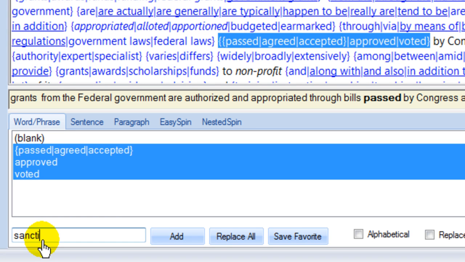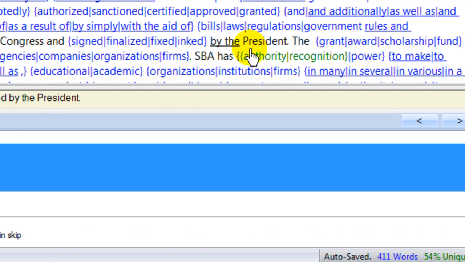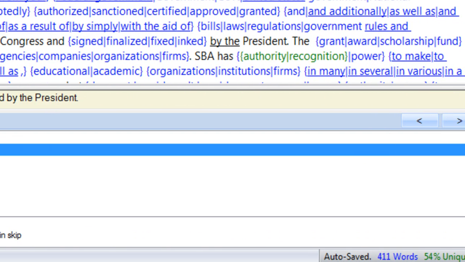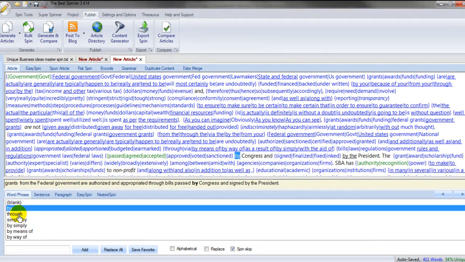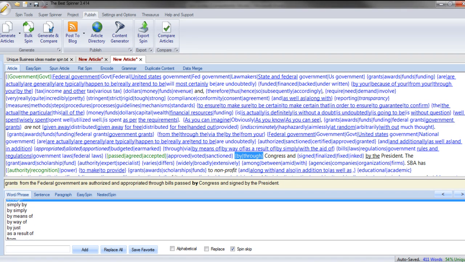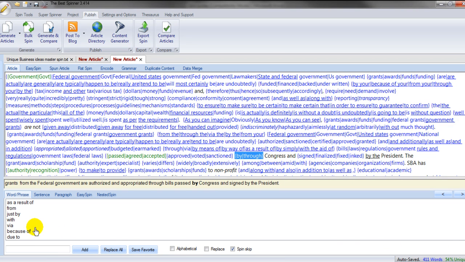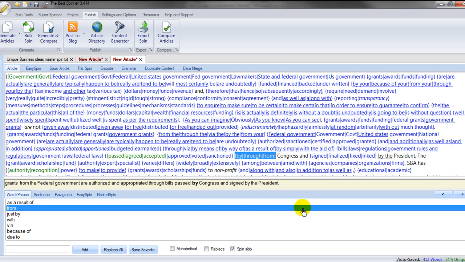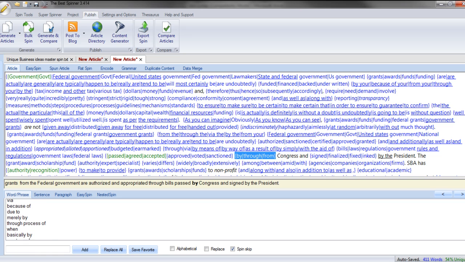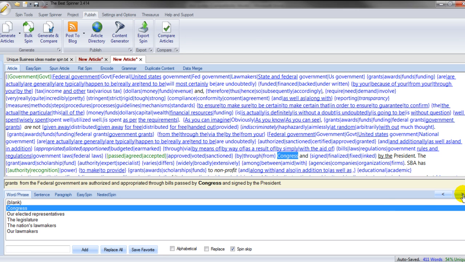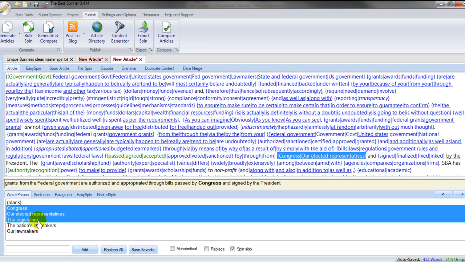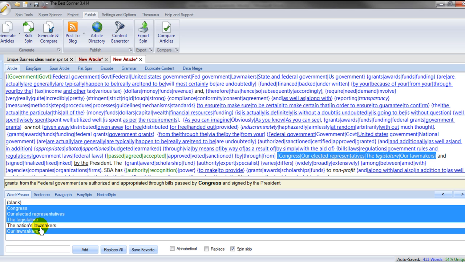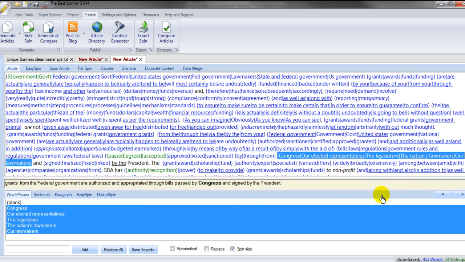Sanction, by, through, passed, bills passed from. So Congress, in this sense, is the U.S. government, the executive, not the executive, the legislative arm of the U.S. government are elected representatives. The legislatures are lawmakers, the nation's lawmakers.